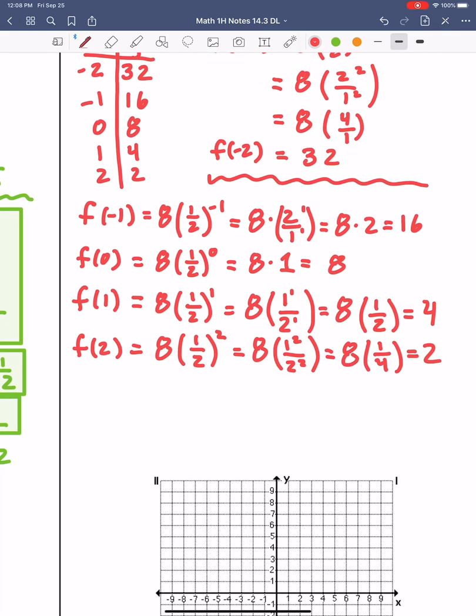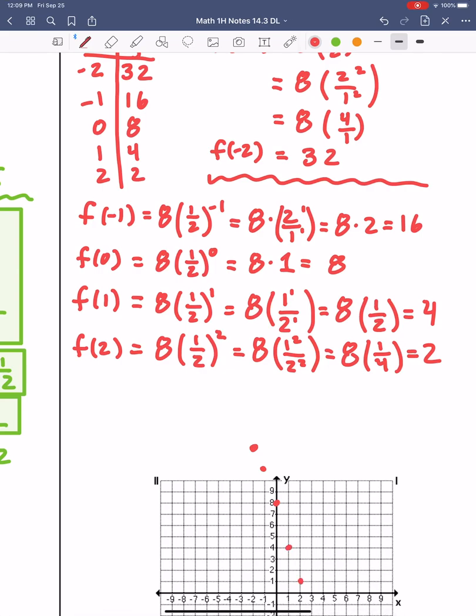Notice some of these are going to fly off my graph because the numbers are too big, but we'll just kind of estimate. So the first one is -2, 32. So that's going to be like way up here, -2, 32 off the graph. And then -1, 16, same deal, right? Somewhere up here, way off the graph. Then we have 0, 8. Then we have 1, 4. And then we have 2, 2.